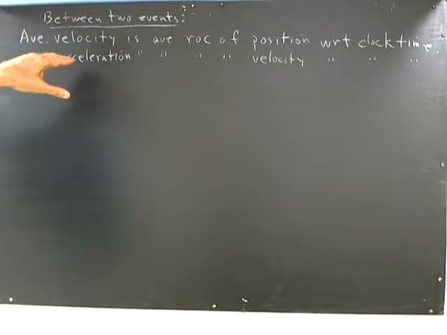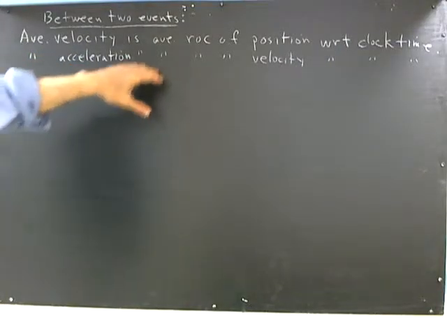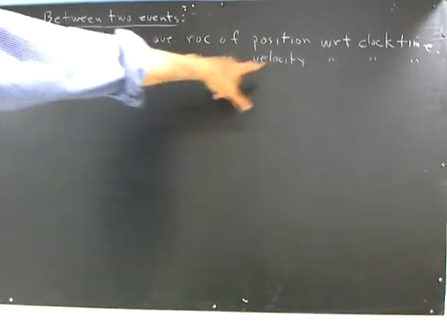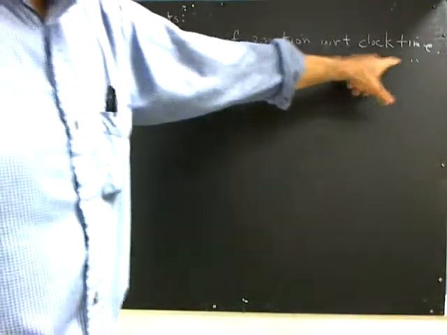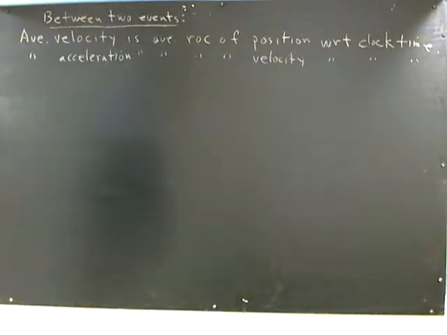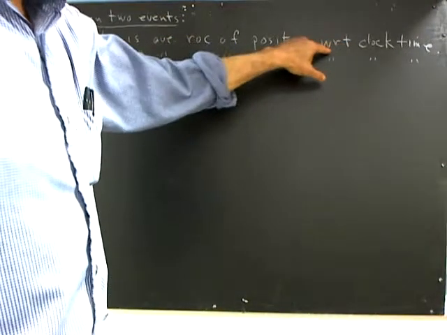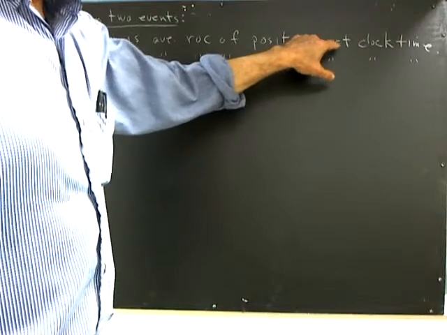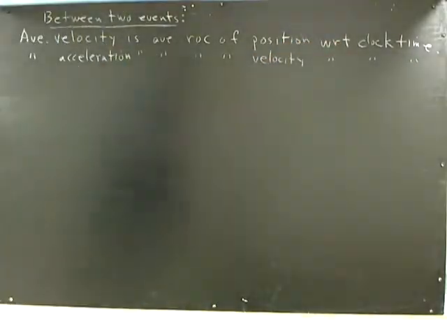The average acceleration is the average rate of change of velocity with respect to clock time. Note we're using ROC to abbreviate rate of change and WRT to abbreviate with respect to.